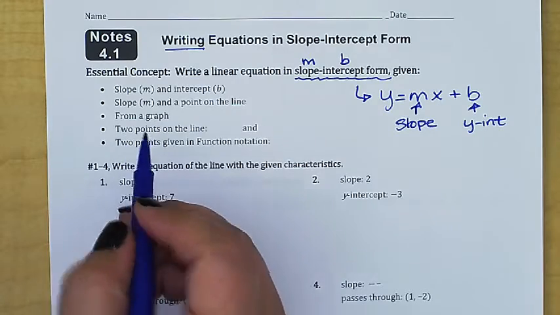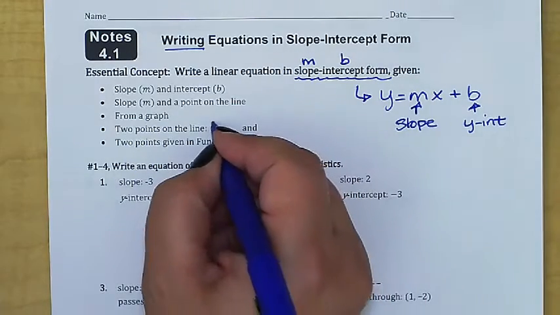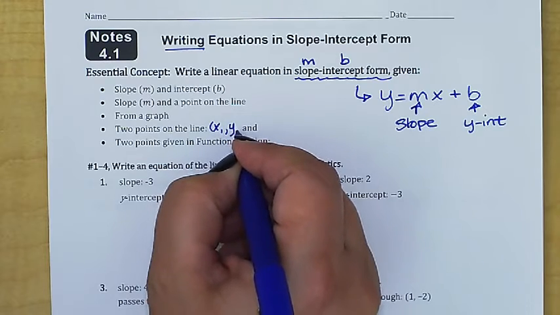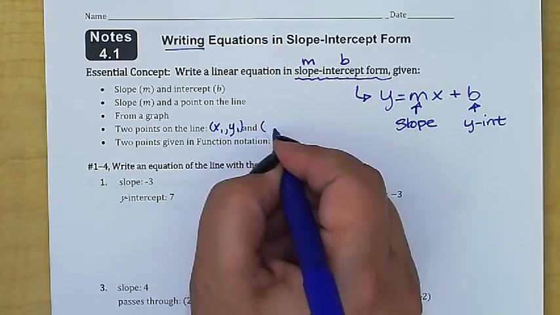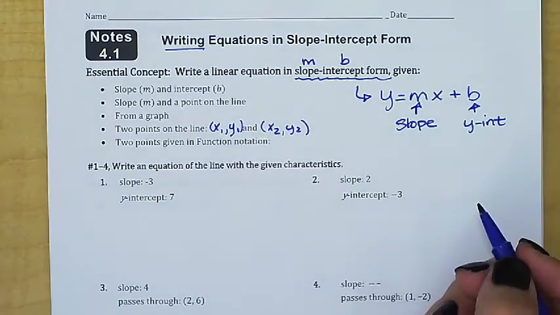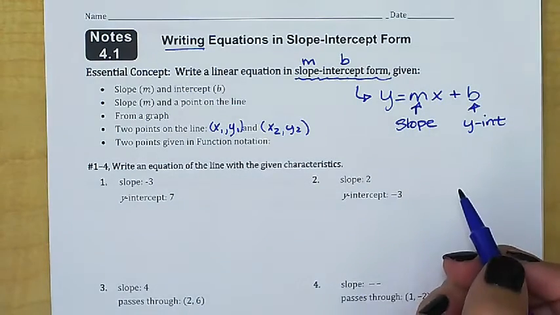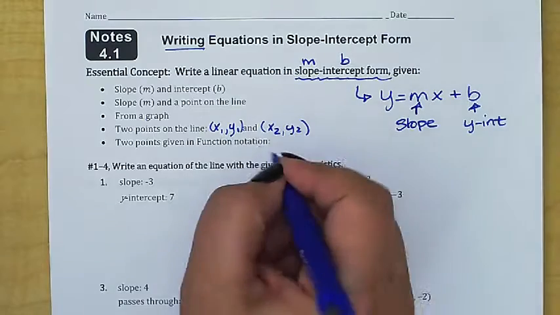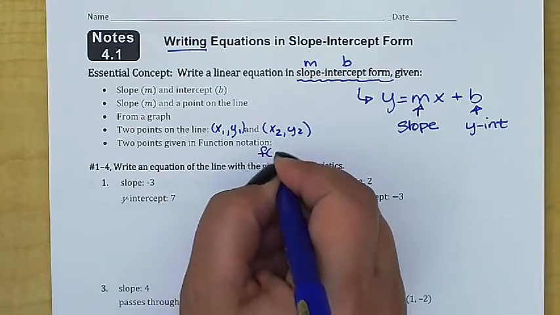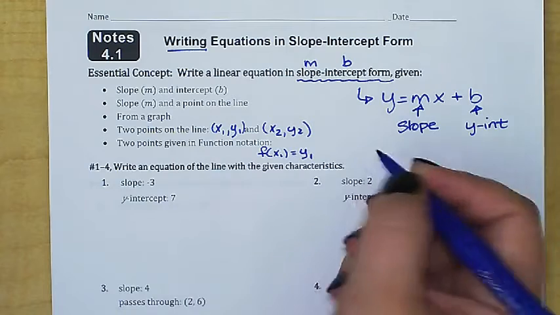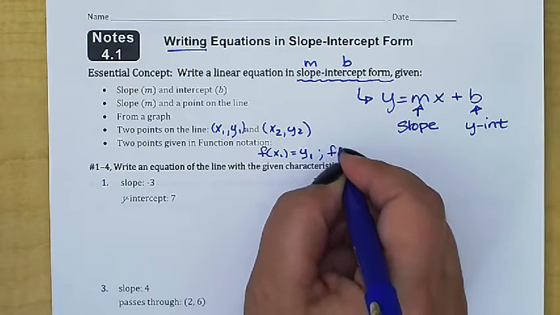Or even if you're given 2 points, and I'm not sure why this didn't print here for me. Hopefully it did for you, but if not, write it down. As long as you have an ordered pair and a second ordered pair that are both on your line, you should be able to write this equation. Or if they give you the same information, but instead of in ordered pair form, they give it to you in function notation, you should be able to write that equation.